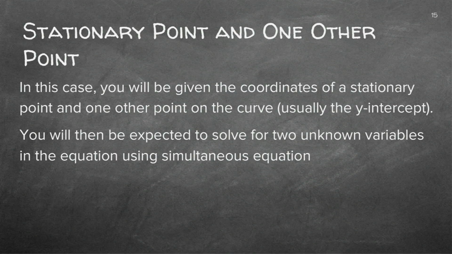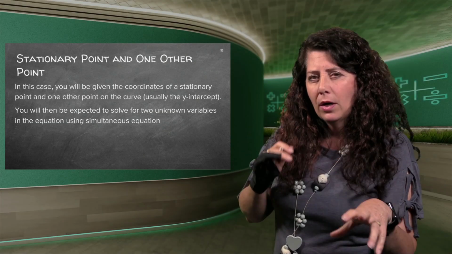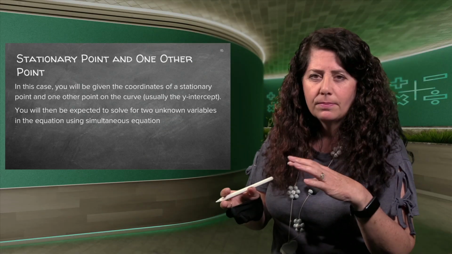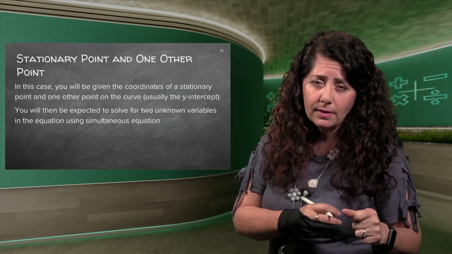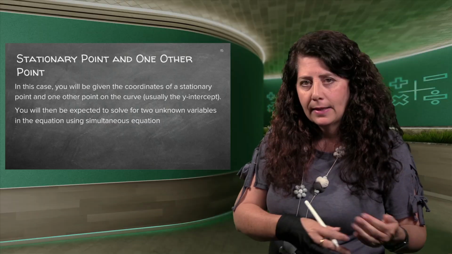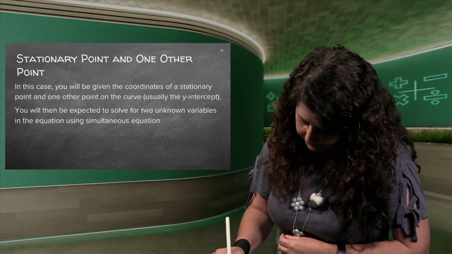We'll have a look. So in this case, you will be given the coordinates of a stationary point and one other point on the curve, usually the y-intercept. You will then be expected to solve for two unknown variables in the equation using simultaneous equations. If you can't remember simultaneous equations, please go back to some of the previous slides where it was explained in order to be able to do this.